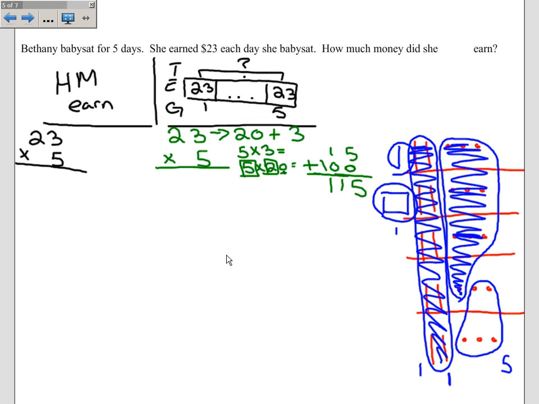All right, lastly, the way I hope you guys solve it is by multiplying 23 times 5. My first step is to multiply 5 times 3, and that equals 15. Here I write my 5, and I carry my 1. Okay. Second thing I do is I multiply 5 times 2, and that equals 10. But wait, I've got a 1 up there. So I have to add that 1 to it, and it equals 11. So my product equals 115.